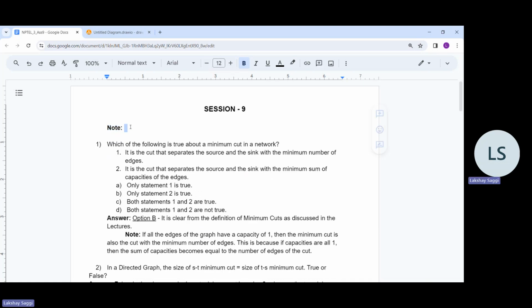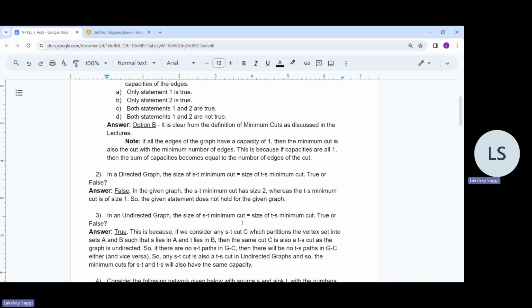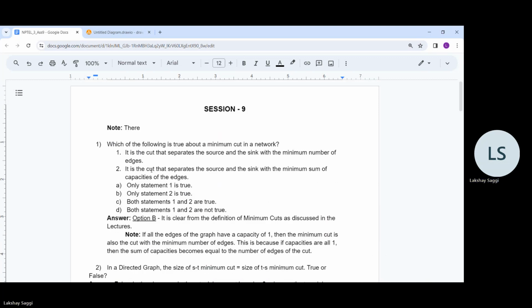One important property is that in a graph G, there can be multiple ST cuts. So there can be multiple minimum ST cuts also. A minimum ST cut is just an ST cut of minimum size. So there can be multiple ST cuts which have minimum size. The only thing which will be common to them is that they will all have the same size.